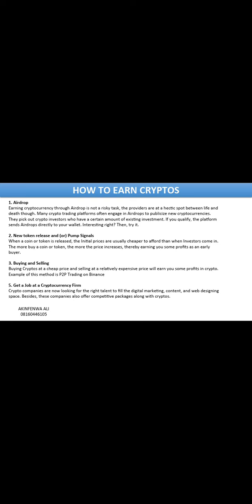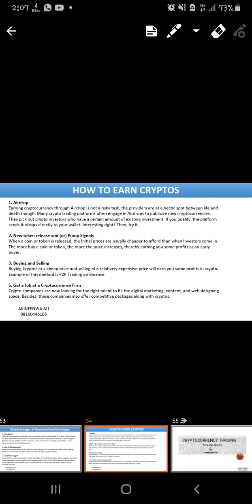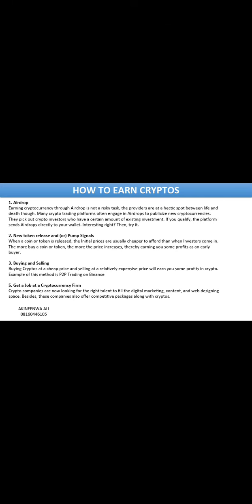Now, another way you can make money from cryptocurrency is through buying and selling. Buying cryptocurrency at a cheap price and selling at a relatively expensive price will earn you some profit in crypto. For example, there is P2P trading on Binance, which many of us are familiar with. P2P means peer-to-peer trading. If you go there, you see people listing the price of cryptos they want to buy, and some people listing the price of crypto they want to sell. So some people buy those cryptos at a very cheap price and come to sell them there. That is another way you can make money with cryptocurrency.